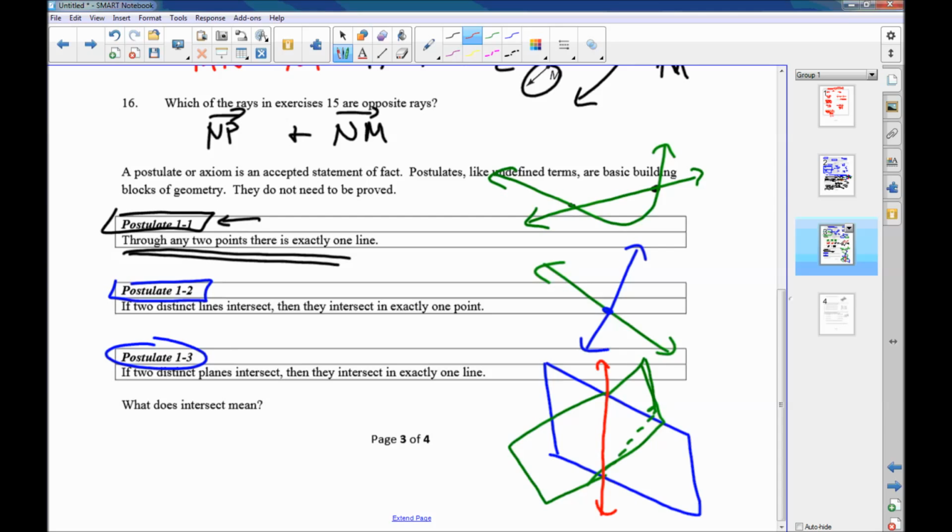Okay, not all planes are going to intersect. Think about two pieces of paper hovering above each other. That would be flat on top of each other, so kind of like parallel for planes. Okay. All right, so what does intersect mean? Intersect means to cross. Okay. All right, flip it over.